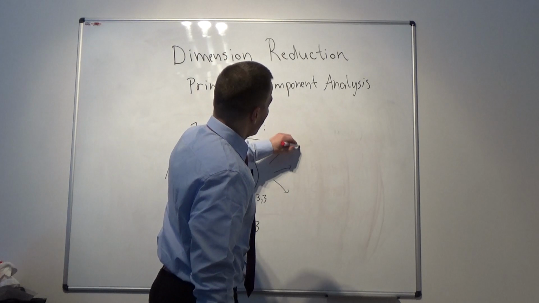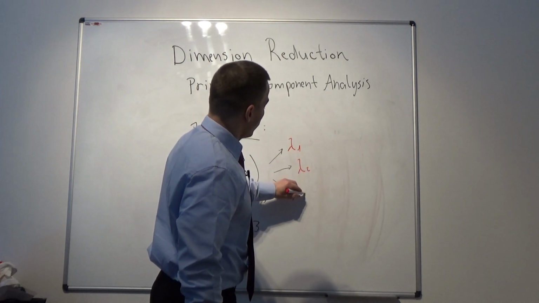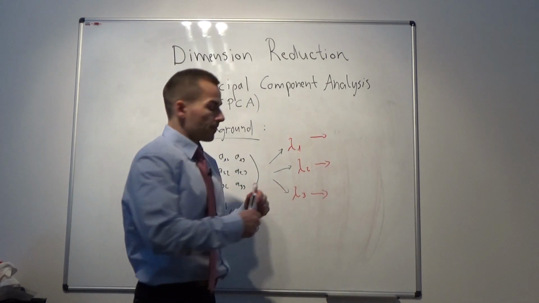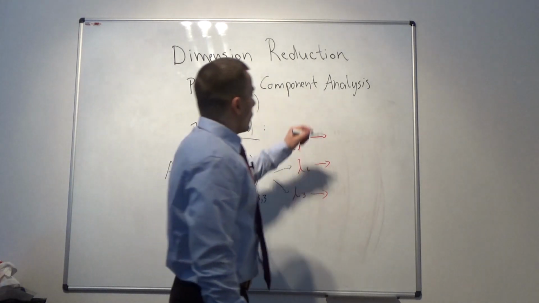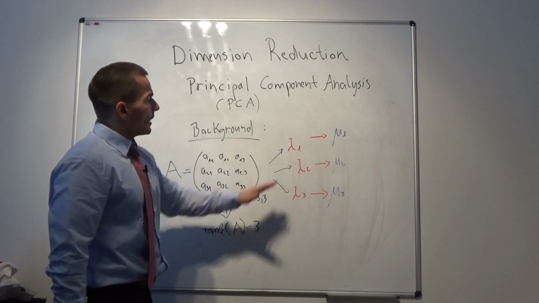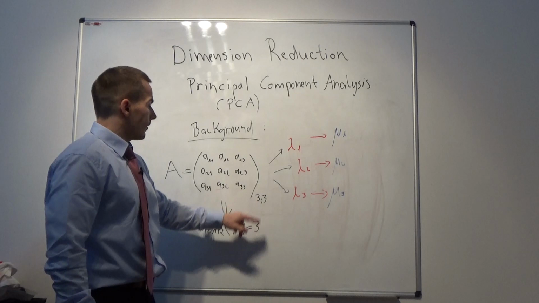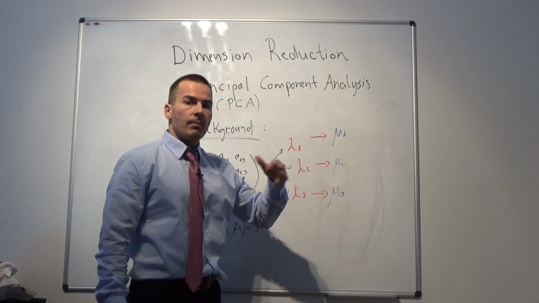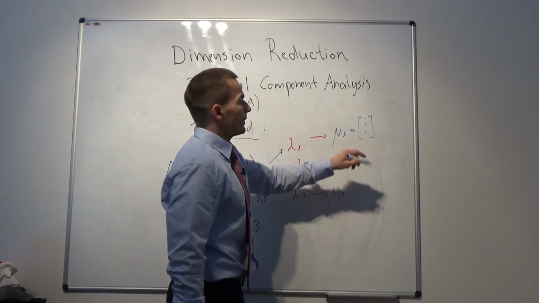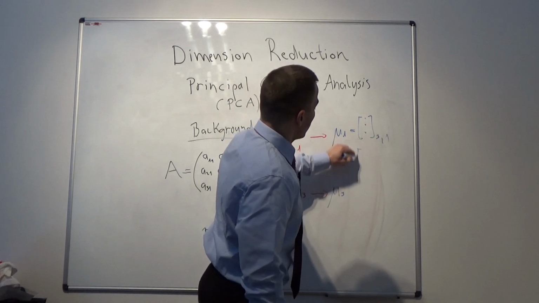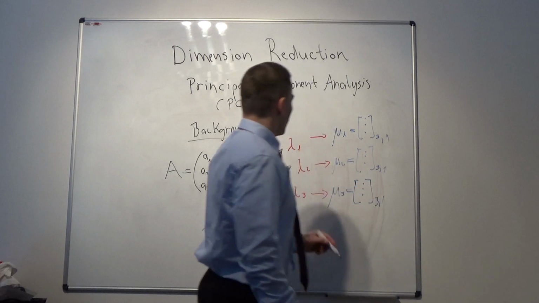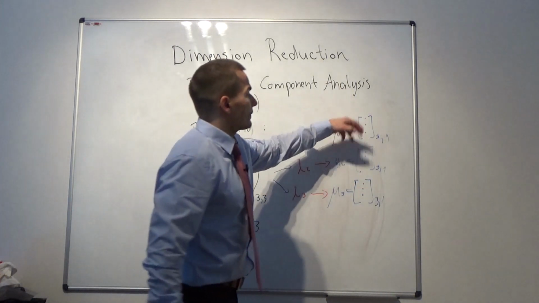lambda 1, lambda 2, and lambda 3, and we have corresponding eigenvectors, mu1, mu2, and mu3. Because the rank of our matrix A is 3, the corresponding eigenvectors are 3x1 vectors. So mu is a 3x1 vector, just 3 numbers, 3 entries. The same is true for all the other eigenvectors. They are 3x1, and they just have numbers within.